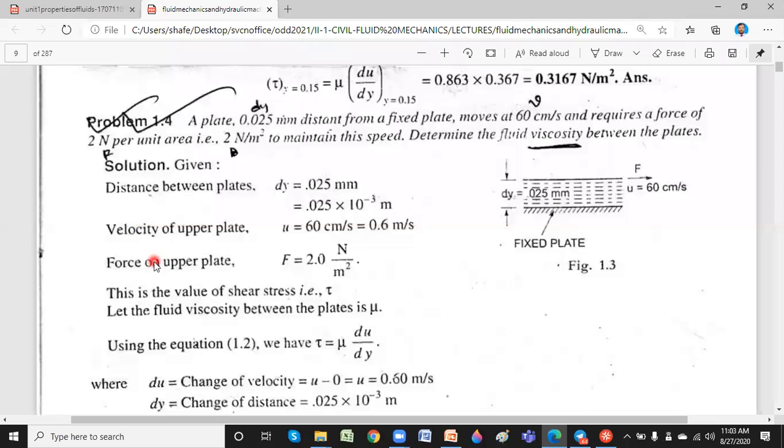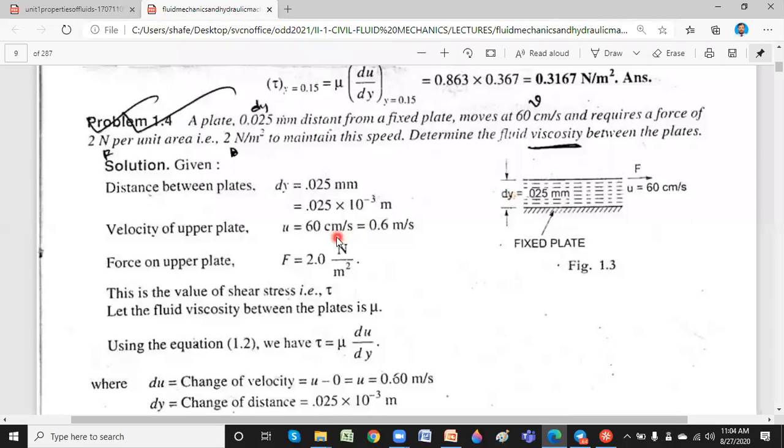Now see the solution here, a very simple one. Distance is normally denoted by dy and velocity by du. So what is dy? 0.025 mm, convert into meters, no problem. And the velocity is 60 centimeters per second, but I have to convert it into meters per second, so 0.6 meters per second. The force on the top plate is given as 2 newtons per meter square. Why is the force given? Because I have to use Newton's law of viscosity, that is tau equal to mu into du by dy. I know du, I know dy, I don't know mu, that I have to find out.